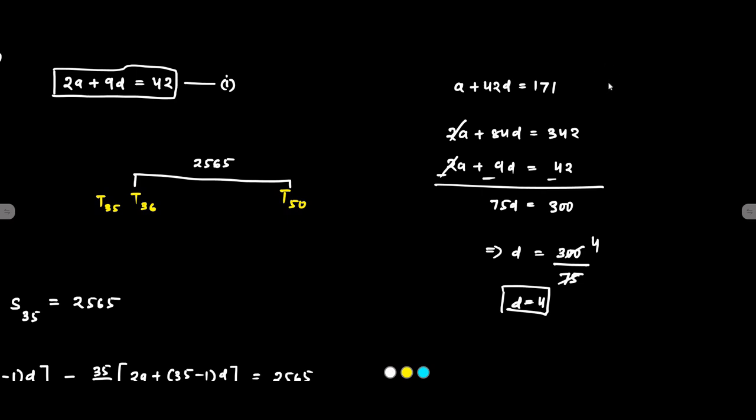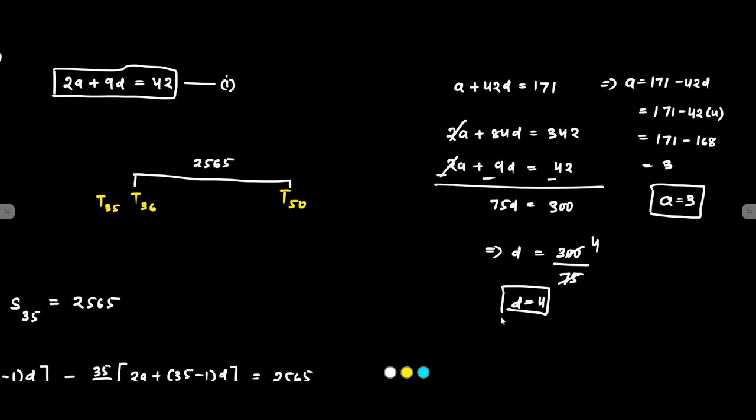Now we can put it here in a plus 42d is equal to 171. That implies a is equal to 171 minus 42d, equal to 171 minus 42 into 4, equal to 171 minus 168, which is equal to 3. So the first term is 3, the common difference is 4. We were asked to find the AP. So the arithmetic progression will be the first term 3, the next term 4 greater than that, so it will be 7, the next term 11, next term 15, then 19, and so on. So this is the required arithmetic progression.